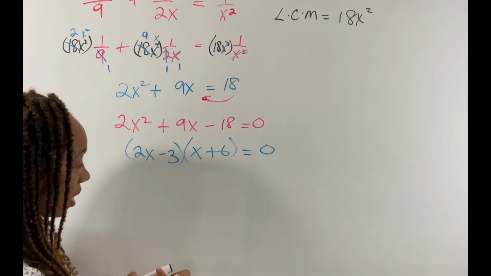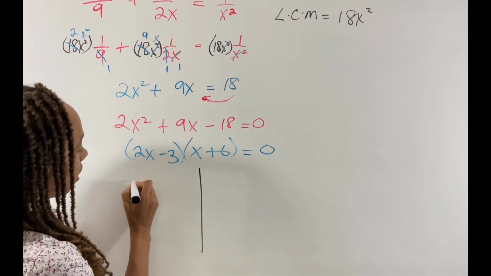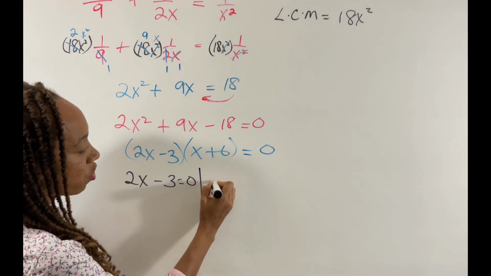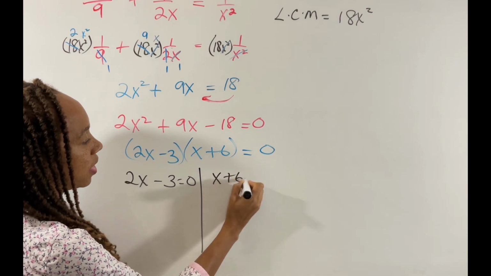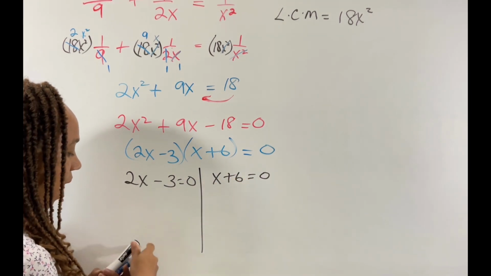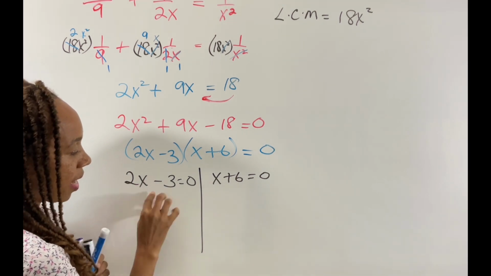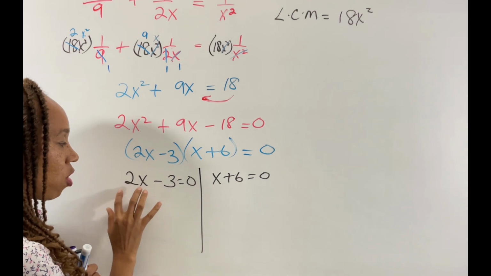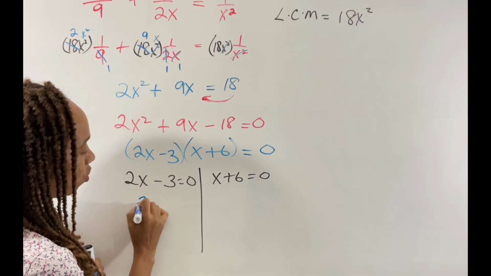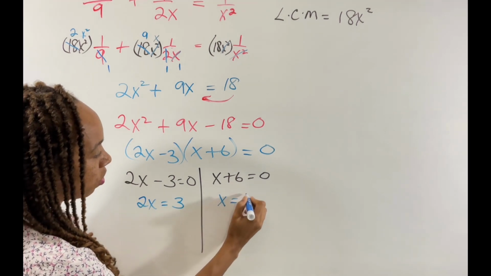So the next step now, we are going to set everything to 0. We're going to split it off. So we're going to do 2x minus 3 equals 0, and the other part is going to be x plus 6 equals 0. So because we have this, we know the next thing that we have to do is simply bring the negative 3 over to the other side. Whatever number is being added or subtracted onto the variable, you have to bring it to the other side to solve it. So you have 2x is equal to 3, and over here you have x is equal to negative 6.